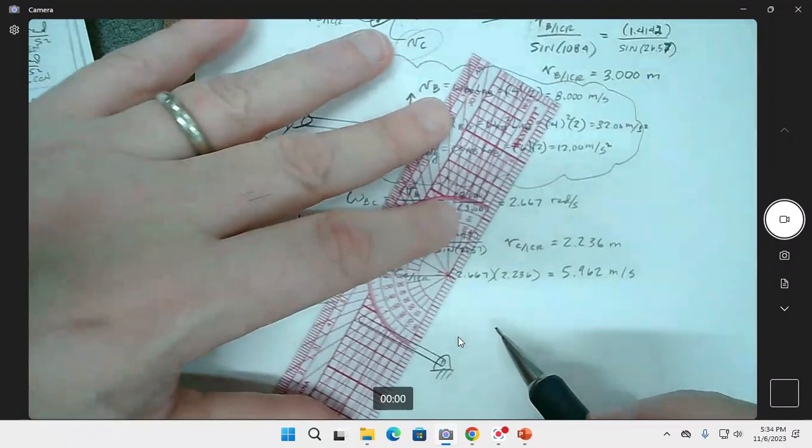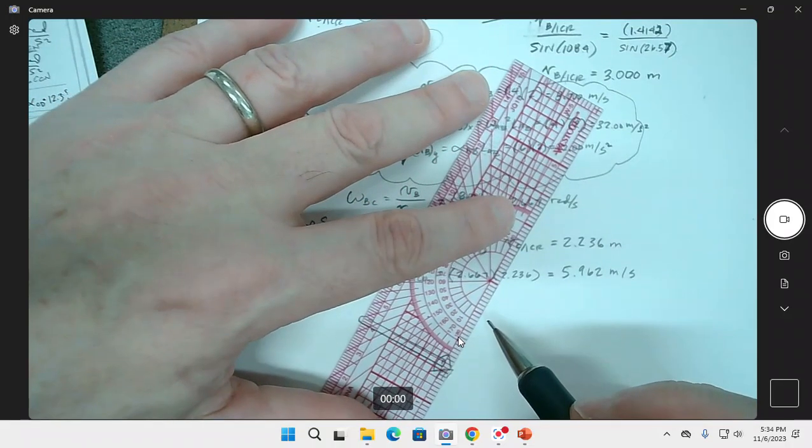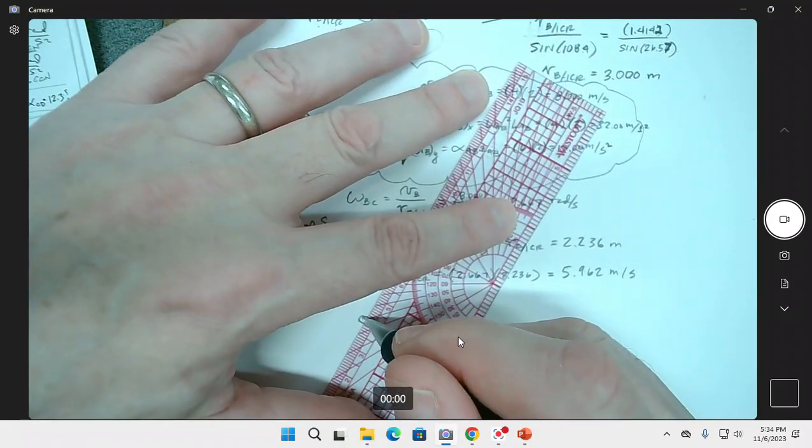And we have a velocity that is coming up this way.